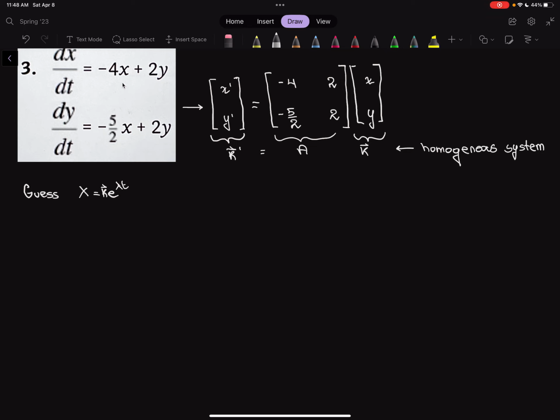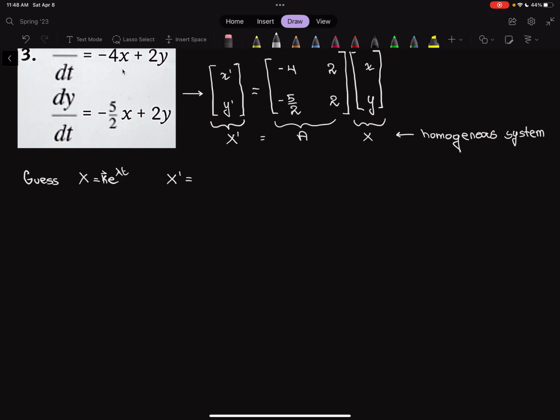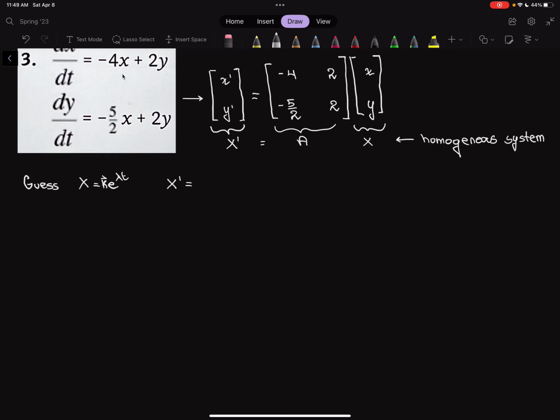Well, if that's our guess, then let me call this x. So this is x prime, this is x. So if that's our guess, then our x prime is going to be, I'm assuming that k is just a constant vector, so each entry does not have a t in it. And I take the derivative of the part of the solution that changes with time, which is e to the lambda t. The derivative of e to the lambda t is going to be lambda, then we have our k that just stayed in front, e to the lambda t.